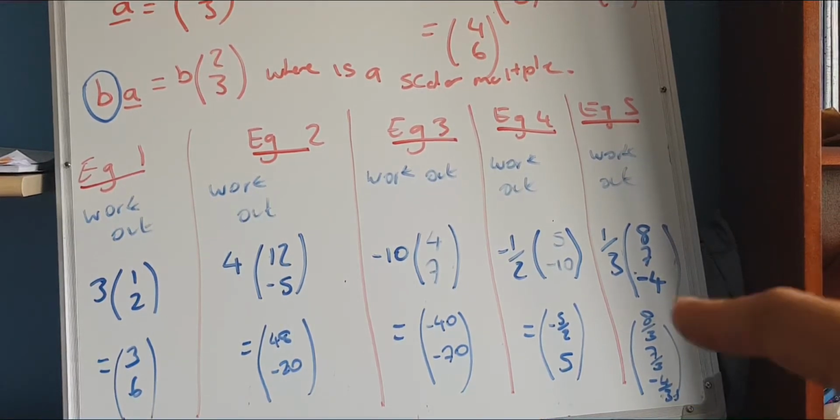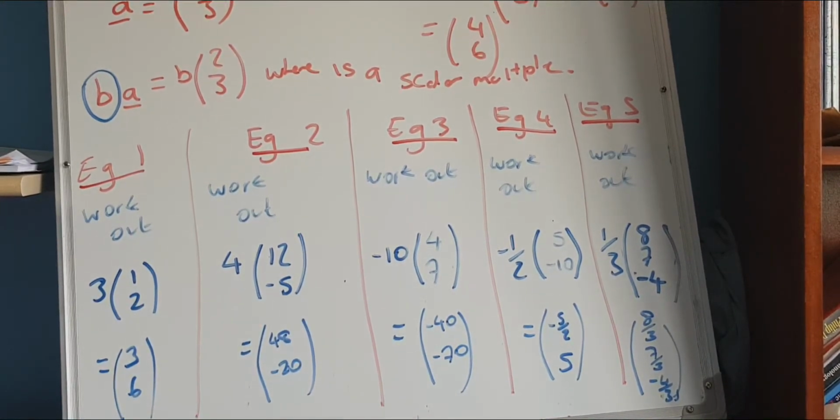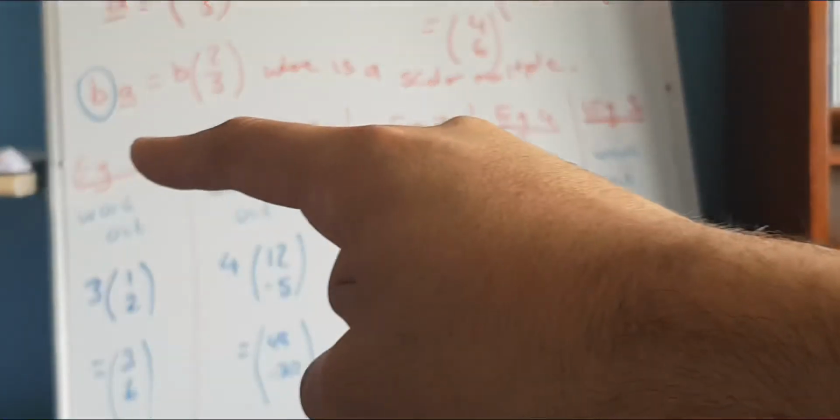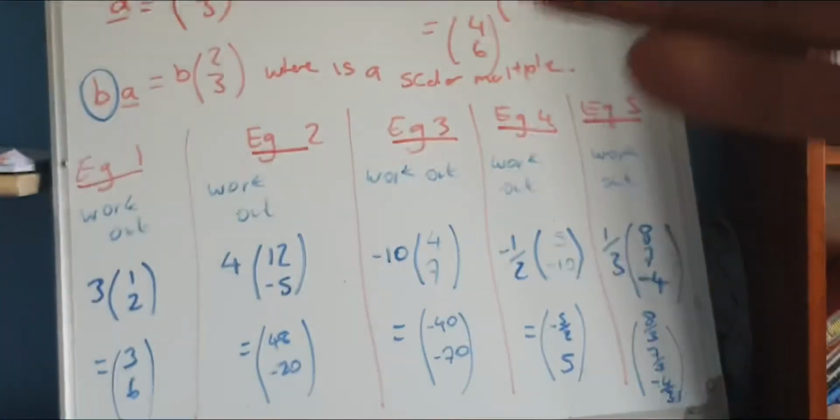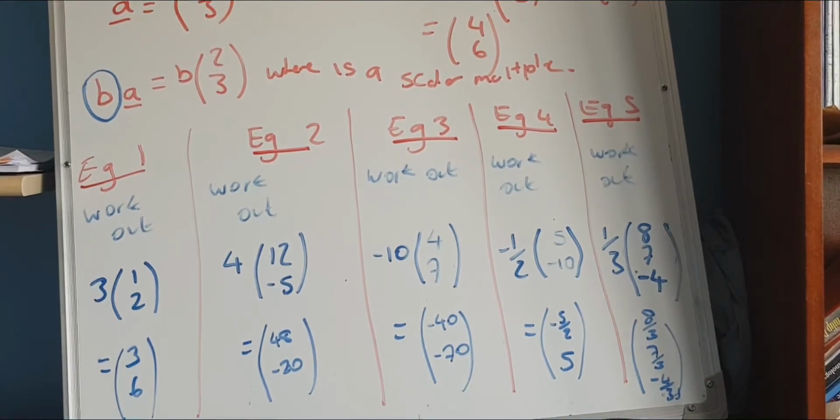This one here, a third of (8, 7, minus 4), would be 8 over 3, 7 over 3, minus 4 over 3. So this is how I do scalar multiplication. All I do is multiply the number at the front, or the fraction, by the numbers on the inside, and I stay consistent with the signs. That is how I do it. It's a short video today looking at how to do that. To summarize, if you said B times a vector, it would be B lots of that vector. I hope that was clear.